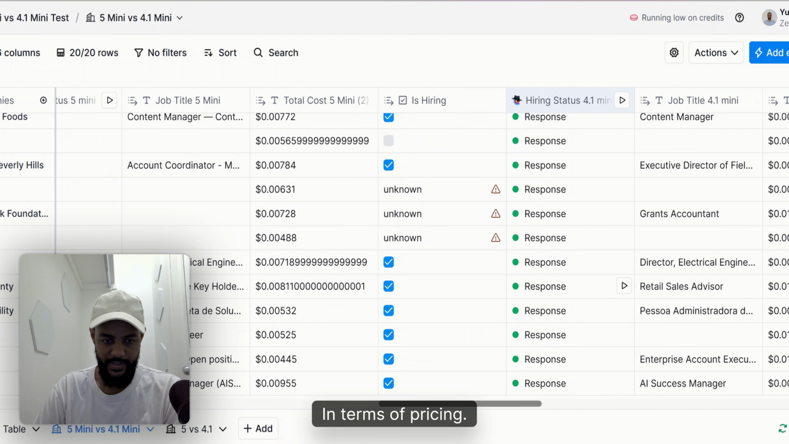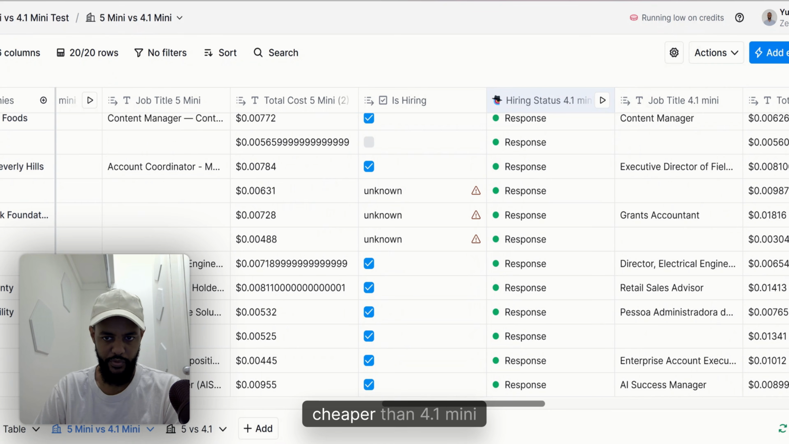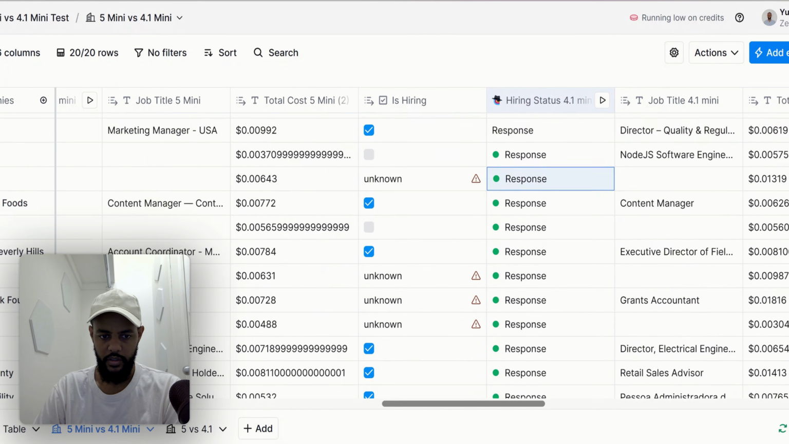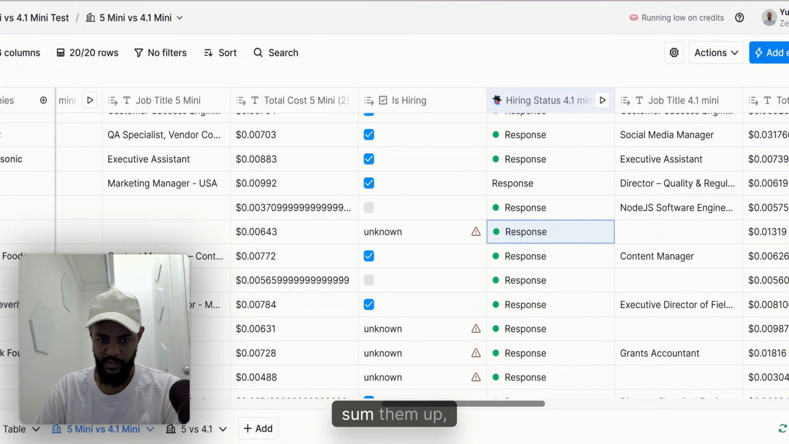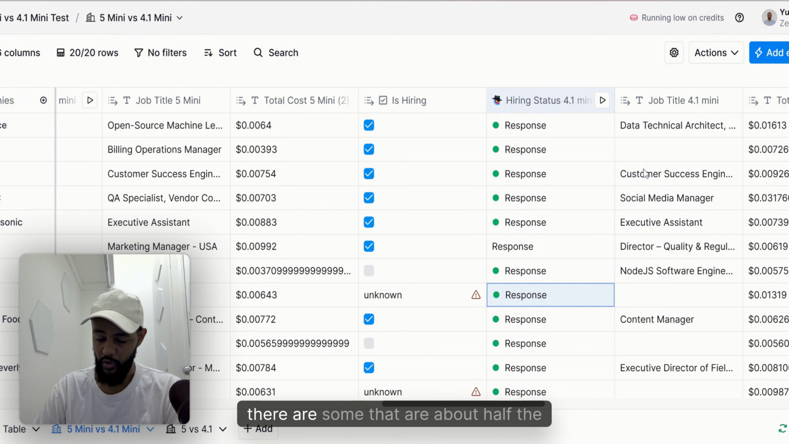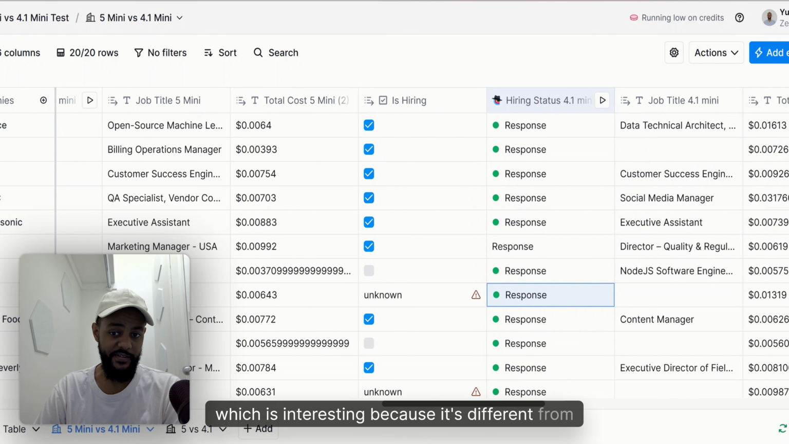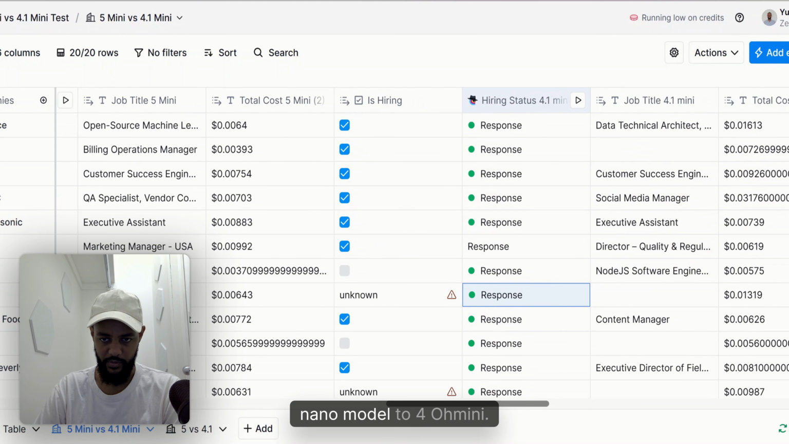In terms of pricing, GPT-5 Mini is still cheaper than 4.1 Mini across the board when you compare them, sum them up, comparing them one by one. There are some that are close. There are some that are about half the price, which is interesting because it's different from the results you would see when you compare the nano model to 4.0 mini.